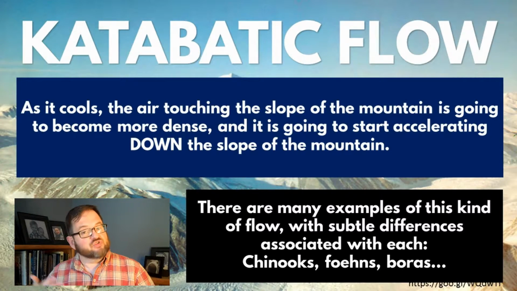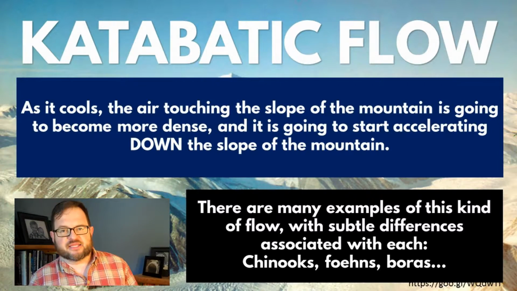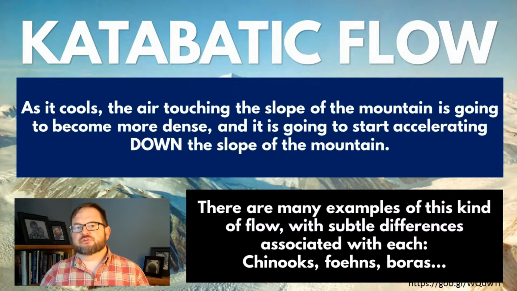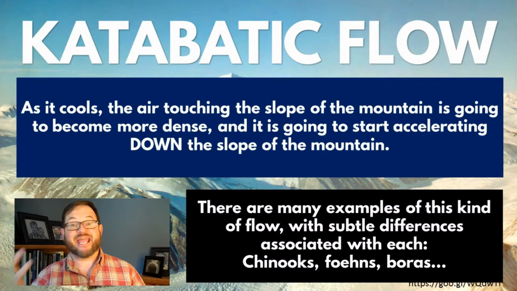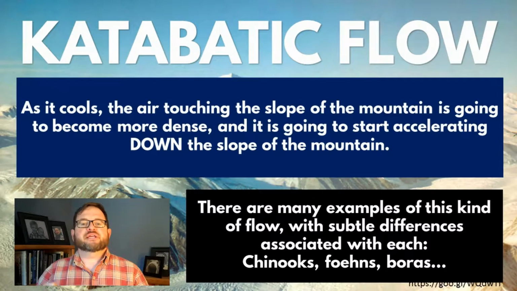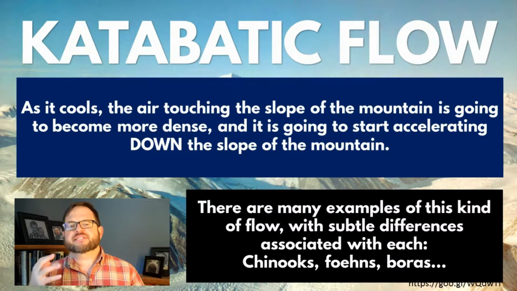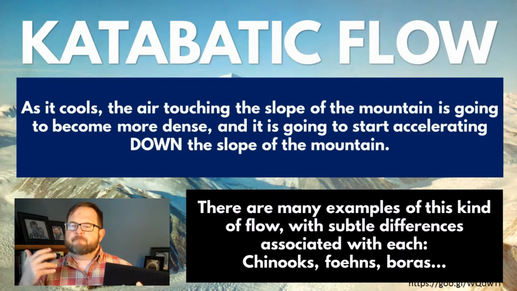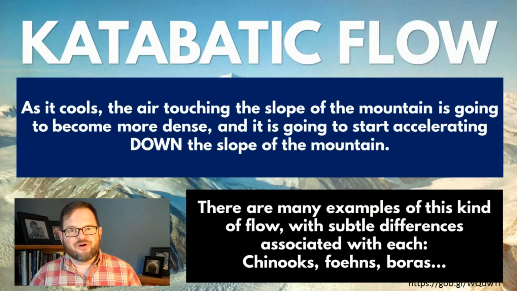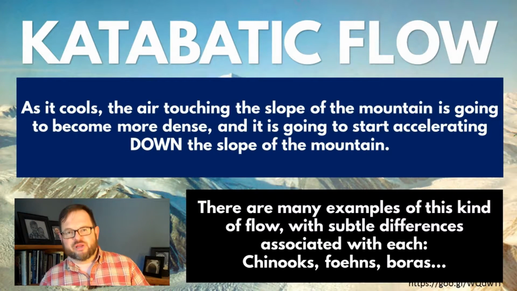Some of these names, again, you may have seen in other classes about meteorology. You might have heard of Chinooks, Föhns, or Boras, just to name three. You may have heard of Santa Ana winds, etc. These are all examples of flow going down the terrain under different conditions. There are subtle differences between a Chinook and a Föhn and a Bora, and I don't care, okay? That is not where we're going with this.